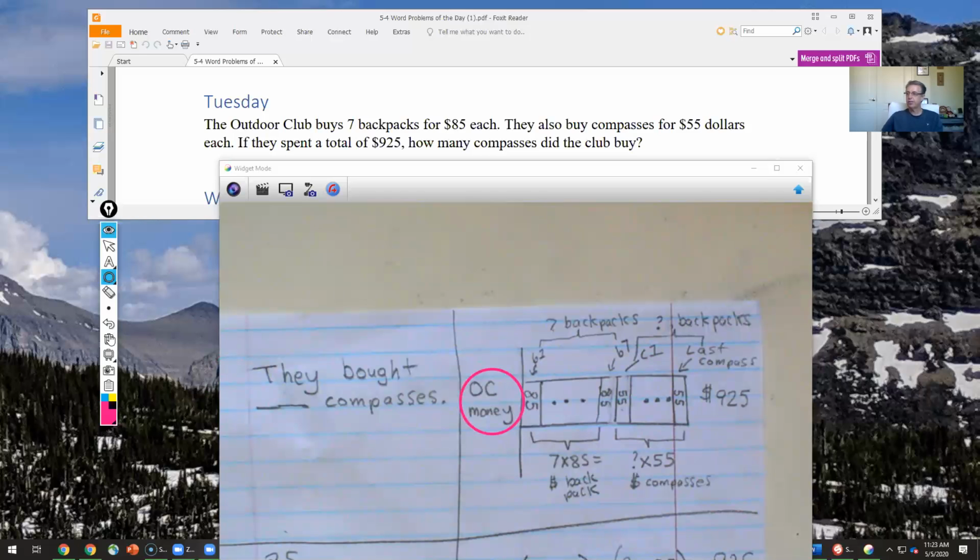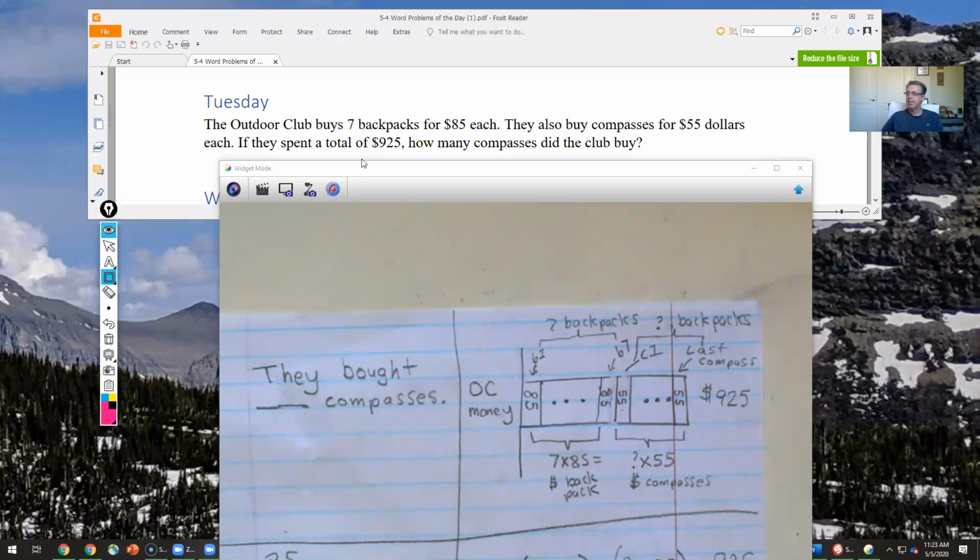You also want to make sure that you have the 7 backpacks for $85 each, and that's what I did right here. This area is showing 7 backpacks, $85 each. I didn't want to draw all 7 spaces, so I just went B1 and B7 for 7. And also did a little bit of an expression: 7 times 85 equals the dollar sign of the total amount for the backpacks.